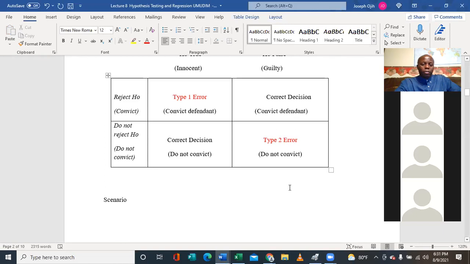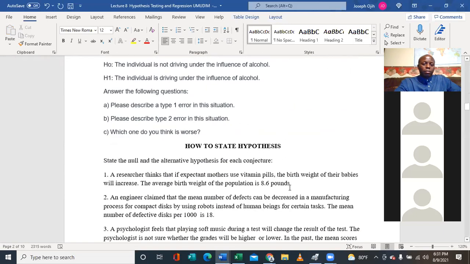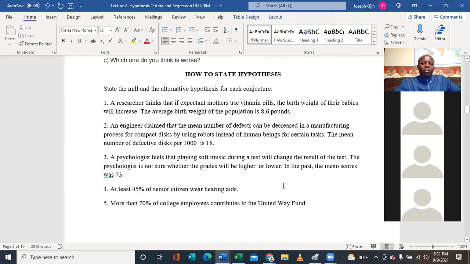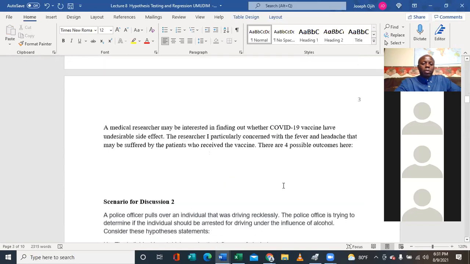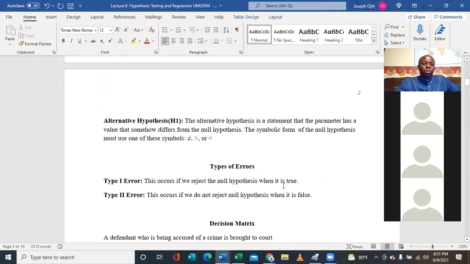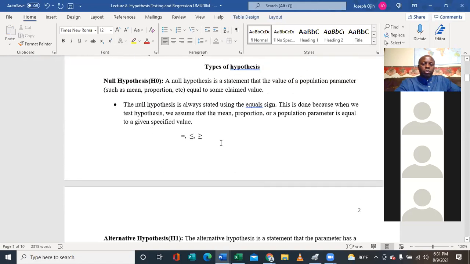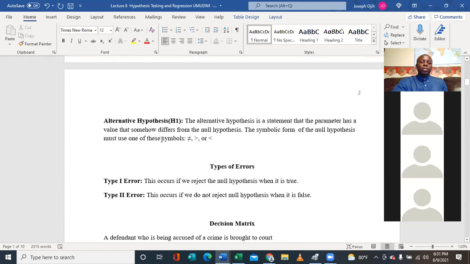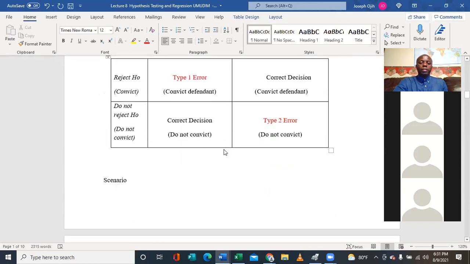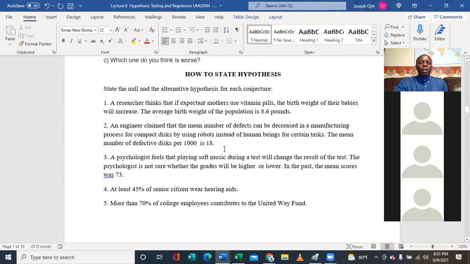Okay, good. Now let us take a look at how to state hypothesis. Again, remember the null hypothesis: we use symbols like equals, less than or equal to, and greater than or equal to. Then for the alternative, we use not equal to, greater than, or less than. Look at this. It says state null and alternative hypothesis for each conjecture.